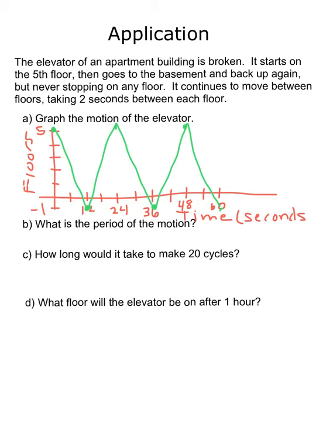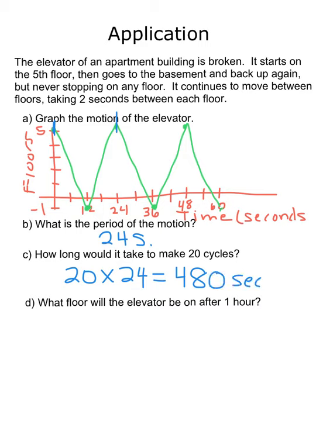The period of the motion is the length of one cycle. So this, I'm going to say my cycle starts right there and ends right there, and that is 24 seconds. How long would it take to make 20 cycles? So we would just have 20 times 24. That would give us 480 seconds.